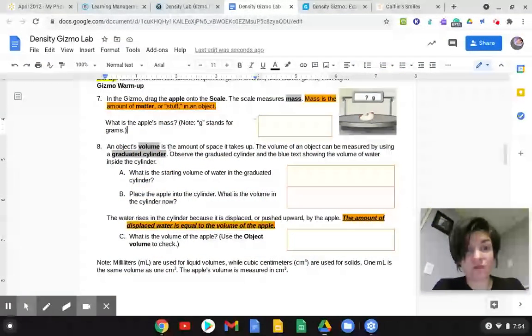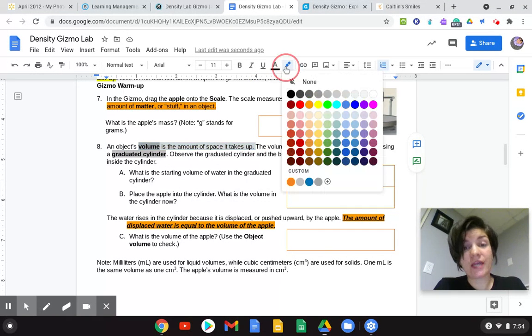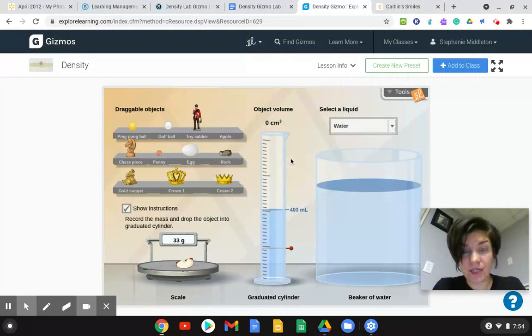And then an object's volume is the amount of space it takes up. That's another definition that I did not highlight that I should have. The volume of an object can be measured by using a graduated cylinder. Observe the graduated cylinder and the blue text showing the volume of the water inside. Okay, so right here's the blue text saying how much there was.